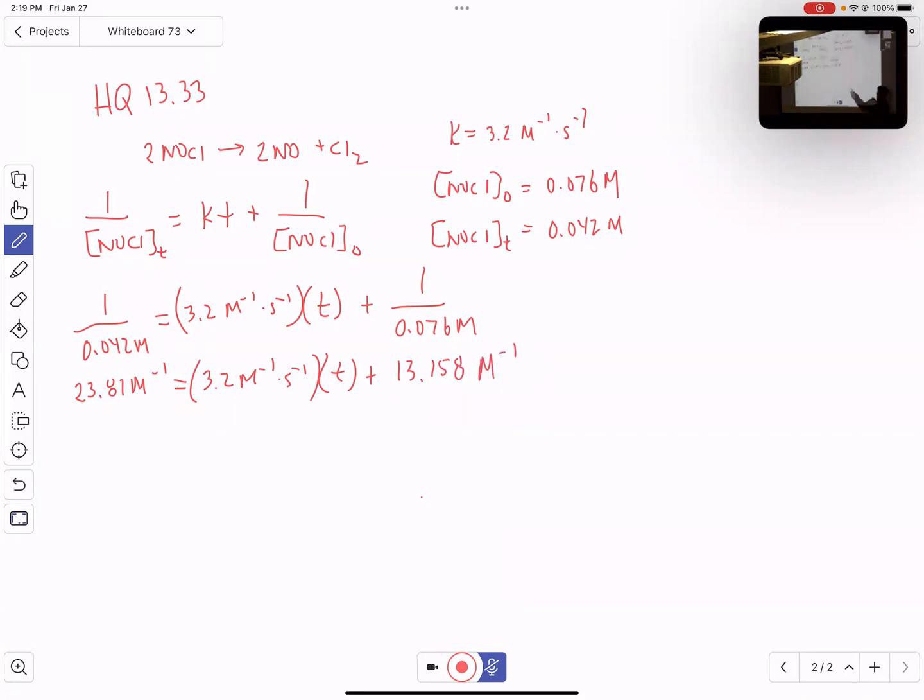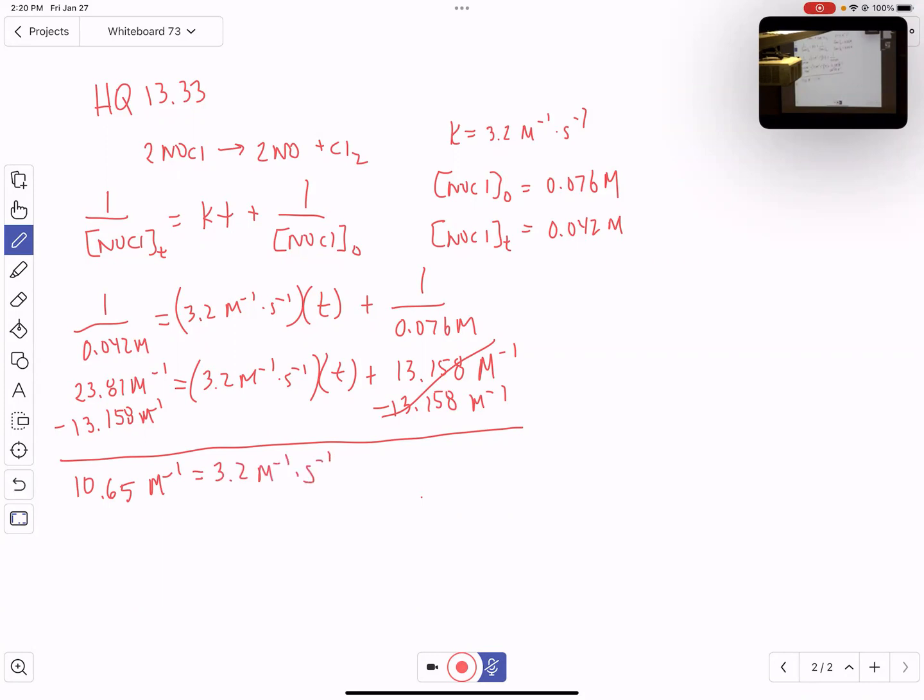So all we want to do is solve for time. I'm going to subtract 13.158 from both sides, because I want to get time by itself. I'm going to get around 10, something like that. So I get like 10.65 inverse molar equals 3.2 inverse molar inverse seconds times time.